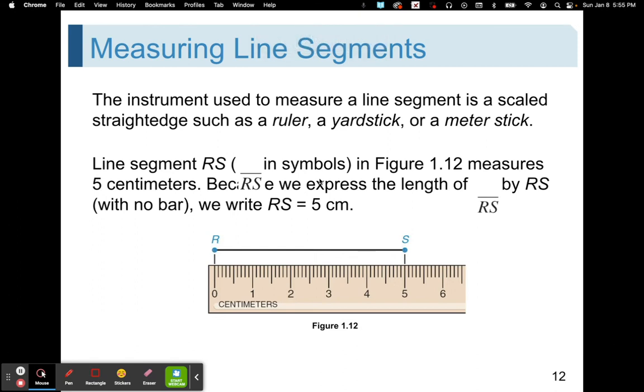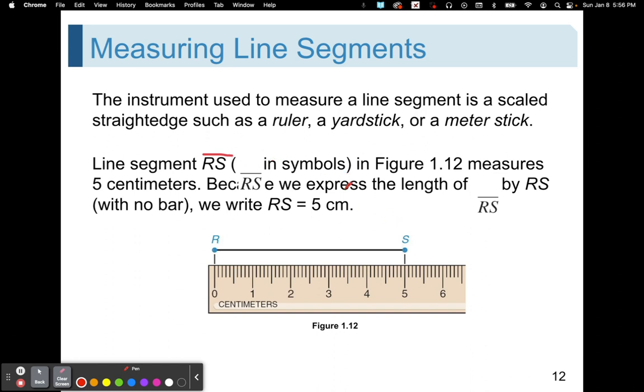Measuring line segments. The instrument used to measure a line segment is called a straight edge, a ruler, a yardstick, or a meter stick. For the line segment symbol, we use that little bar, and that's kind of out of place. It should be up higher, like we saw in the last slides, where the bar would be on top. So it looks something like this, and that would signify it as a line segment.